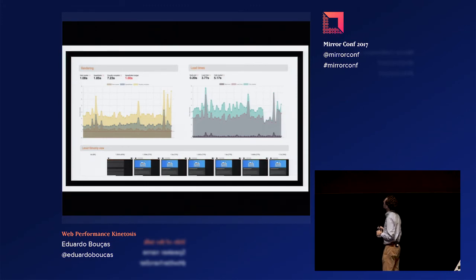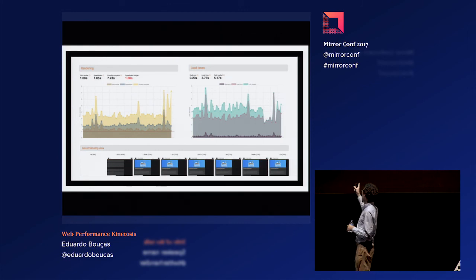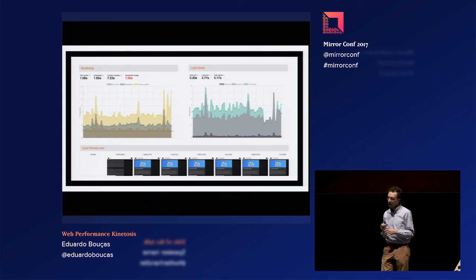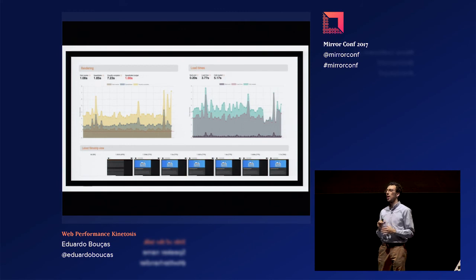So these are just a couple of screenshots of how SpeedTracker looks. You can configure your metrics. You can see on the graph on the left, we have a performance budget for a metric called Speed Index. And then at the bottom, you can see the filmstrip view that allows you to see how the website looks over the time of the request.